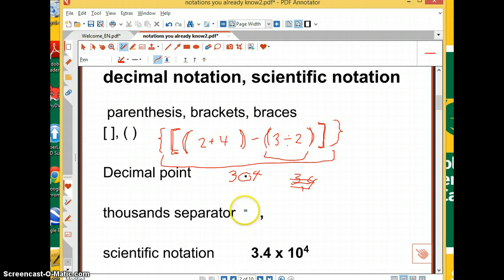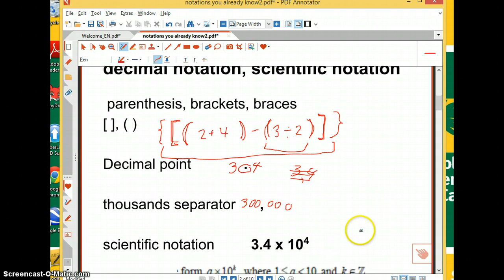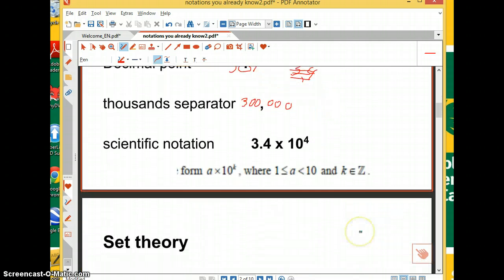So make sure for decimals you just use the point. Thousand separator: the comma is used for thousand separators. So for example, 300,000, you write like that, right? 300,000. Okay. Let's go down a little bit.